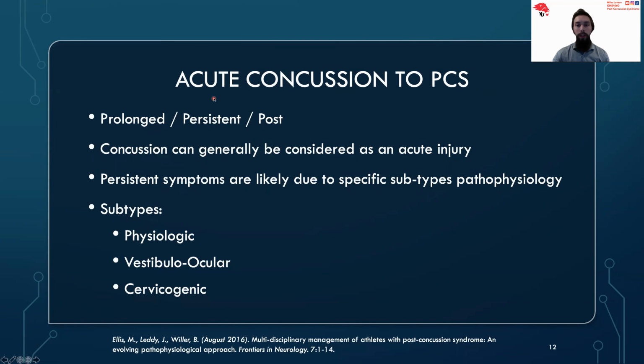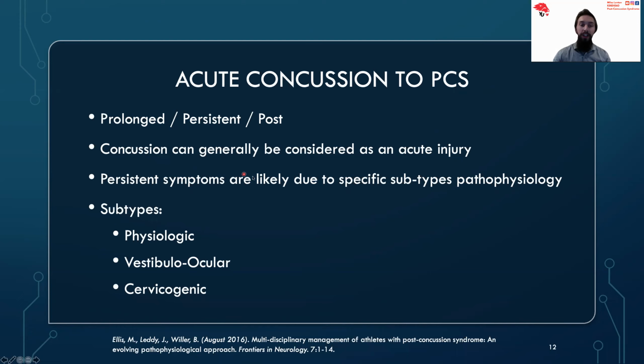So, acute concussion to PCS. This is our prolonged concussion symptoms, persistent concussion symptoms, post-concussion syndrome. All these names can be used interchangeably. In the literature, they are leaning towards persistent concussion symptoms. But again, all these things are interchangeable.